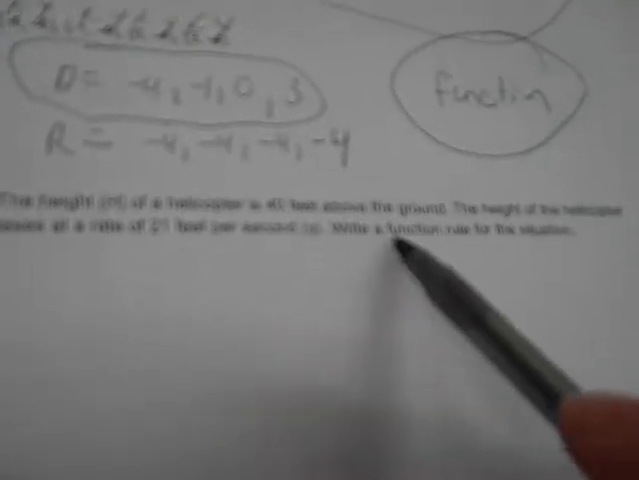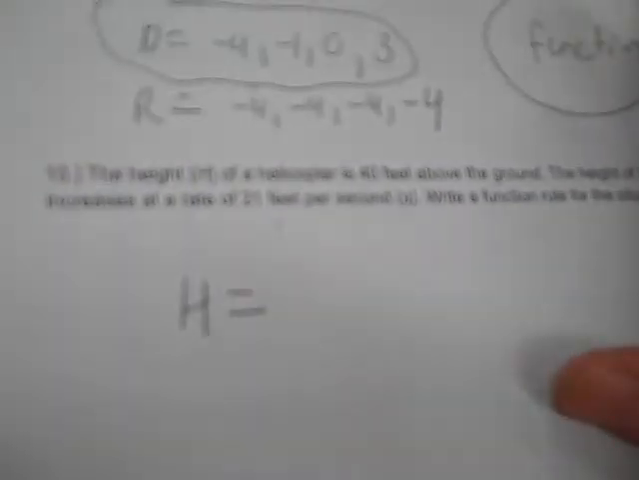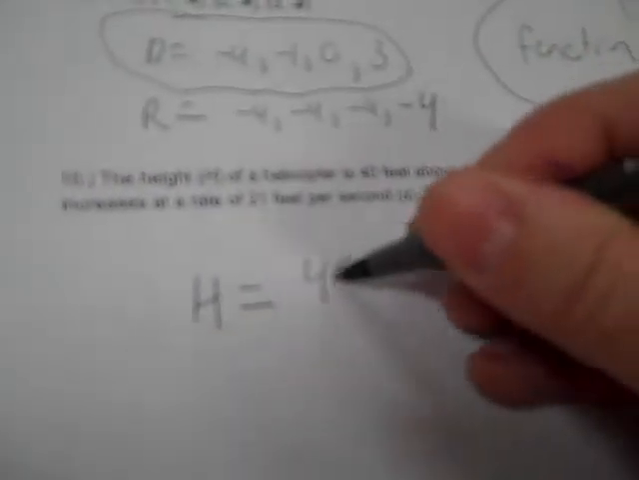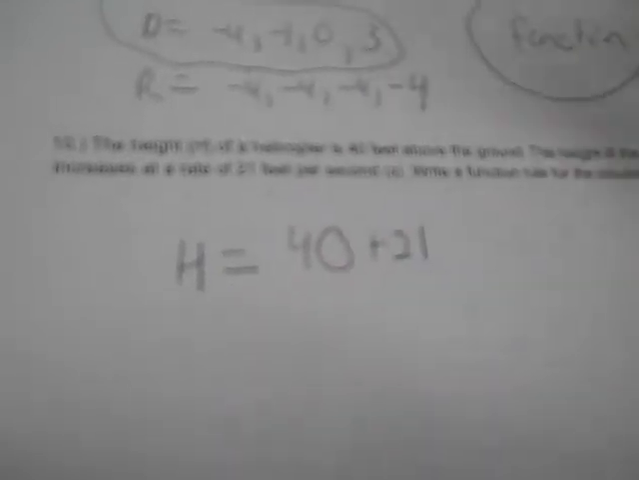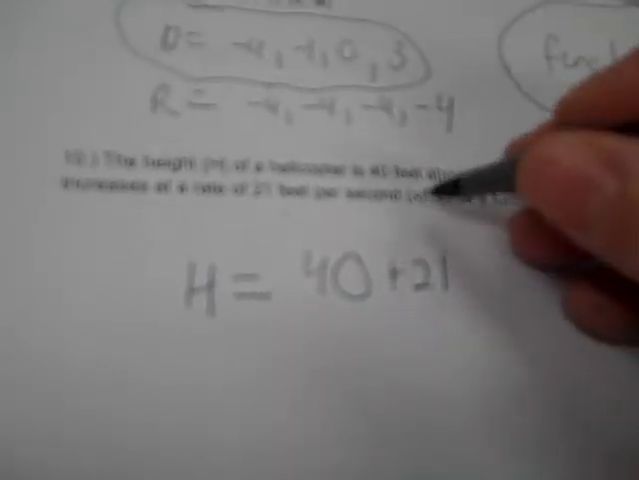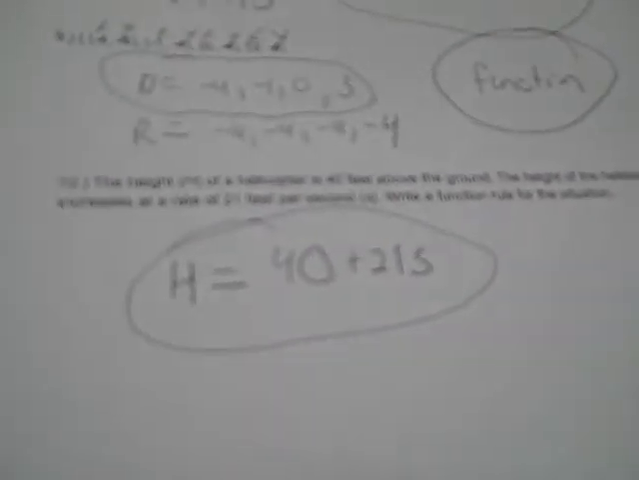Okay, the height h of a helicopter is 40 feet above the ground. The height of the helicopter increases at a rate of 21 feet per second. S, write a function rule. So you got height, that's your dependent variable, equals 40, increasing by 21. But because it increases 21 multiple times every second, we put an S variable because it would be multiplied by the number of seconds. Okay, and that's a wrap on that. Not a lot of stuff, but you got to remember what it's asking for.